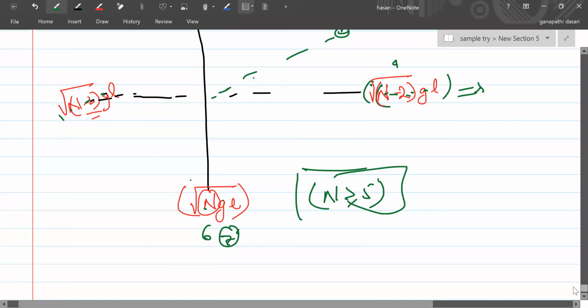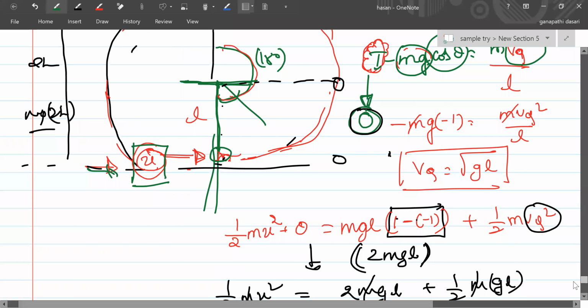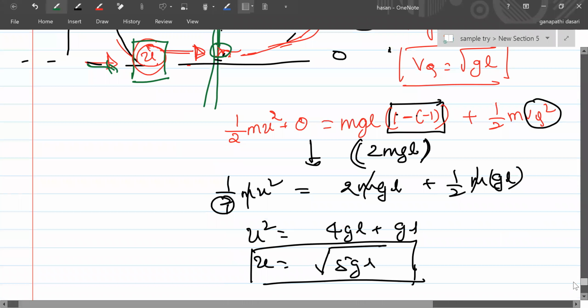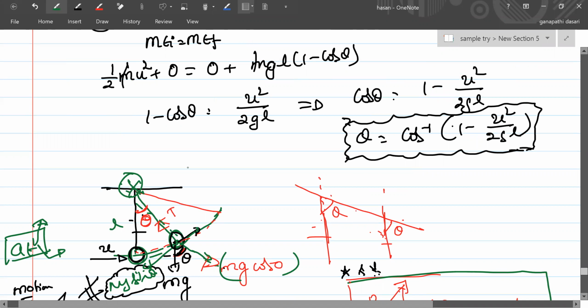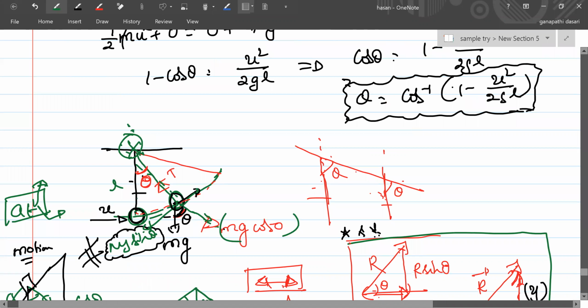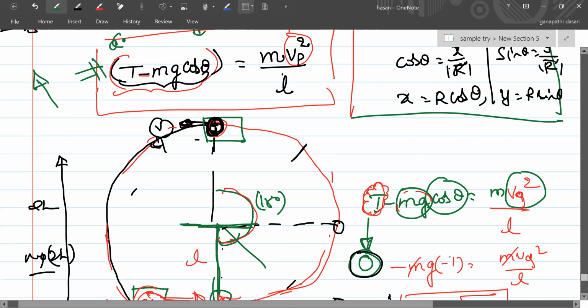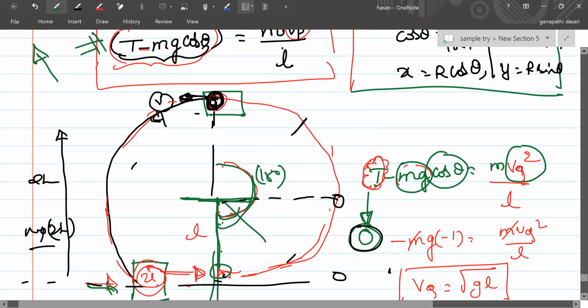But if he wants to twist you a bit, you have to use the tension equation, that is the force equation, and the other one is the energy equation. Sometimes only the energy equation will do, but these two are generally the most important equations. But you should understand from where the angle is being taken. In all these situations, we have taken this angle from the vertically downward point. T minus mg cos theta. From here we took theta, right? For it to become 180. Got it? I will try to draw the diagram.